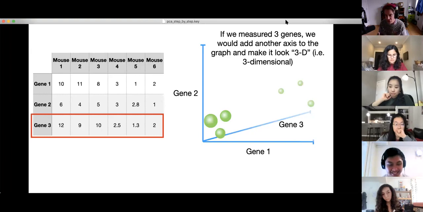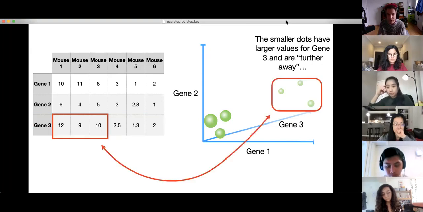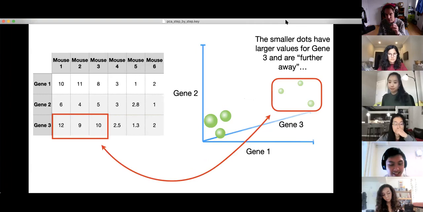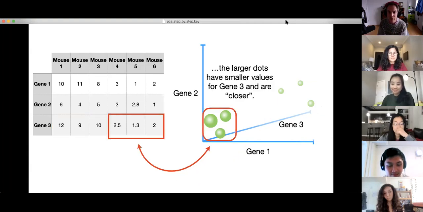If we measured 3 genes, we would add another axis to the graph to make it look 3D or three-dimensional. So in this case, smaller dots have larger values for gene 3 and are further away. The larger dots have smaller values for gene 3 and are closer.